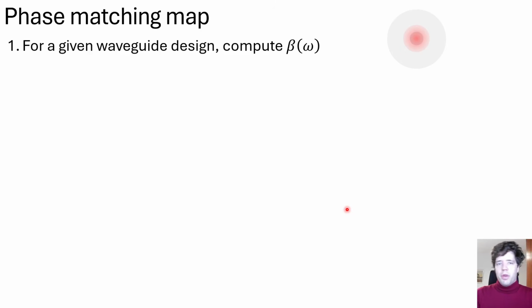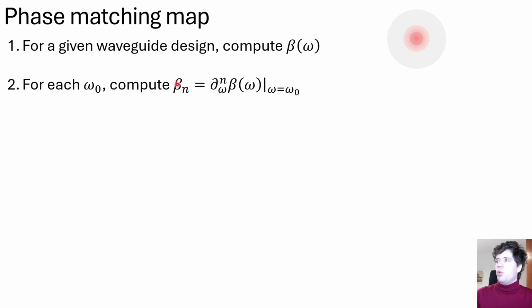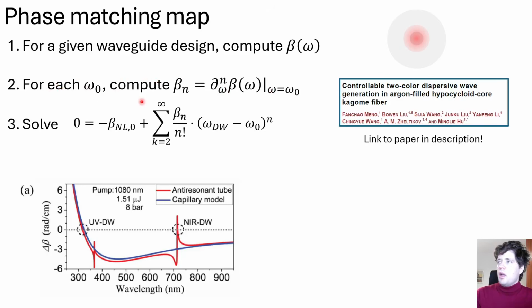So once we understand all of these factors here, it's possible to generate what you might call a phase matching map. So the idea is that for a given waveguide design, we can compute the linear contribution to the spatial frequency for all possible carriers that you can launch in. And then knowing that, we can compute the values of beta n for all possible carrier frequencies you can launch into the medium. And then if we know the peak power of the signal, you can compute the nonlinear contribution and simply solve this equation for all possible frequencies where dispersive waves might arise.